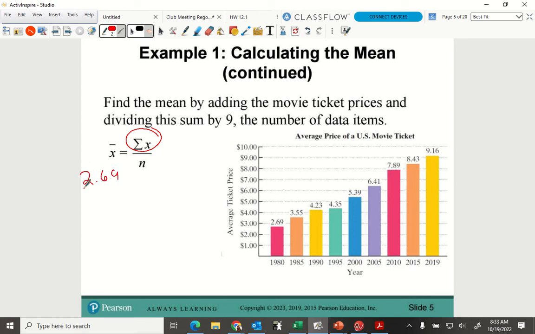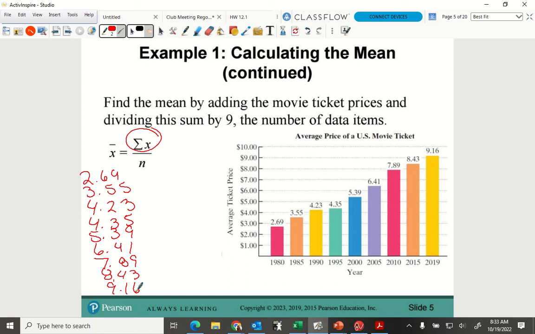So that's going to be 2.69 plus 3.55, 4.23, 4.35, 5.39, 6.41, 7.89, 8.43, and 9.16. So we're going to add those together.